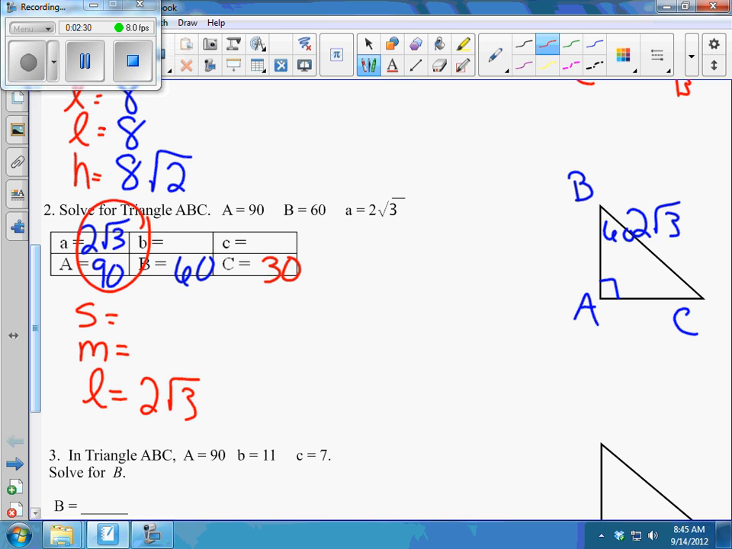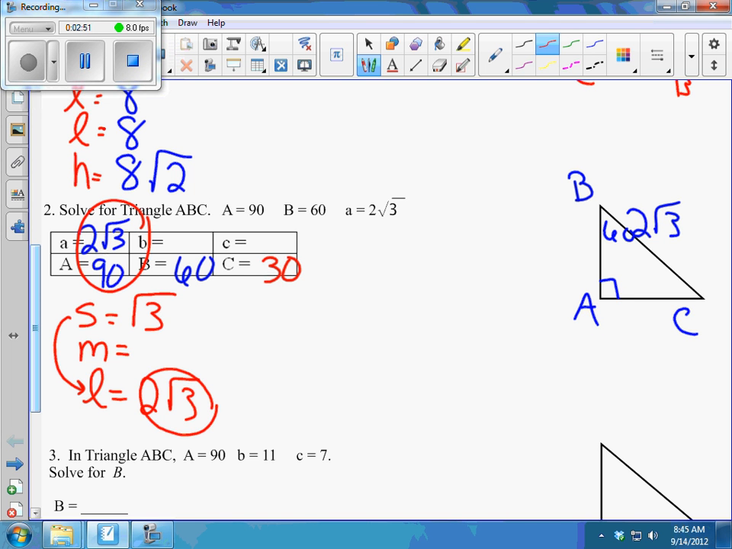Now, in this problem, what I need to do is I need the short side first. And normally, to go from the short side to the long side, I just double it. So to go back, I'm just going to take my 2 square root of 3 and just cut it in half, which then, if I just cut it in half, I'm only left with the square root of 3.